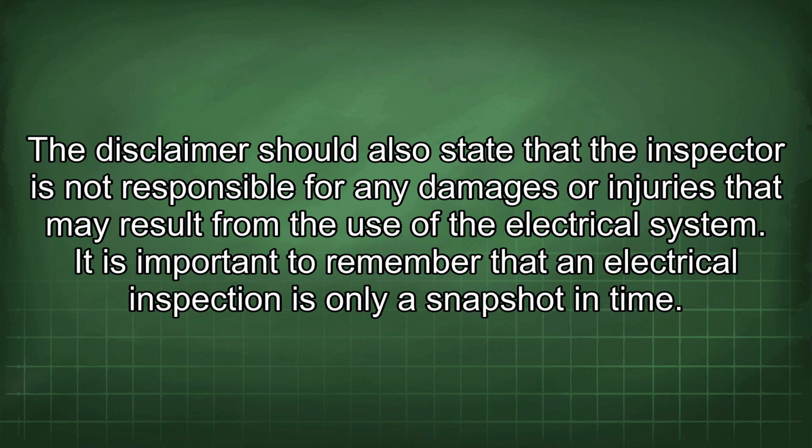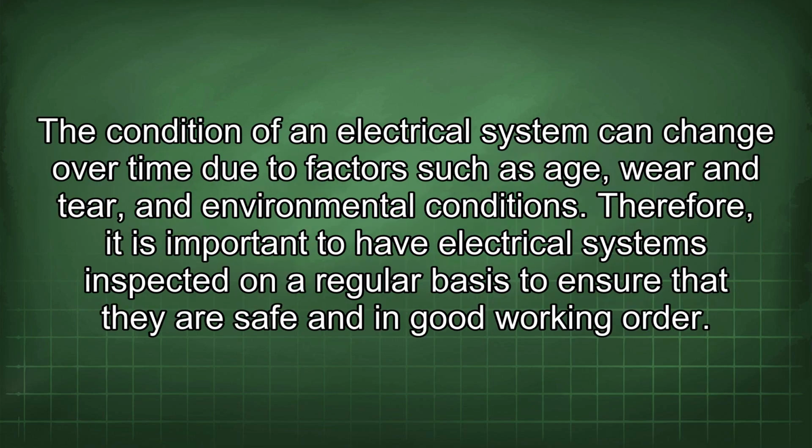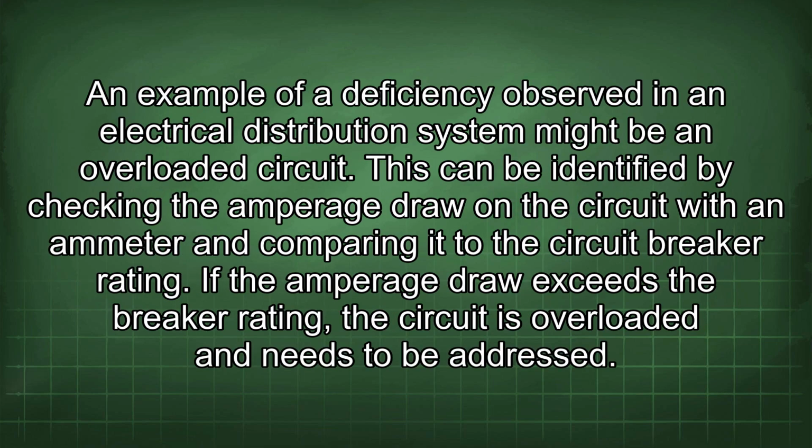It is important to remember that an electrical inspection is only a snapshot in time. The condition of an electrical system can change over time due to factors such as age, wear and tear, and environmental conditions. Therefore, it is important to have electrical systems inspected on a regular basis to ensure that they are safe and in good working order. An example of a deficiency observed in an electrical distribution system might be an overloaded circuit. This can be identified by checking the amperage draw on the circuit with an ammeter and comparing it to the circuit breaker rating. If the amperage draw exceeds the breaker rating, the circuit is overloaded and needs to be addressed.